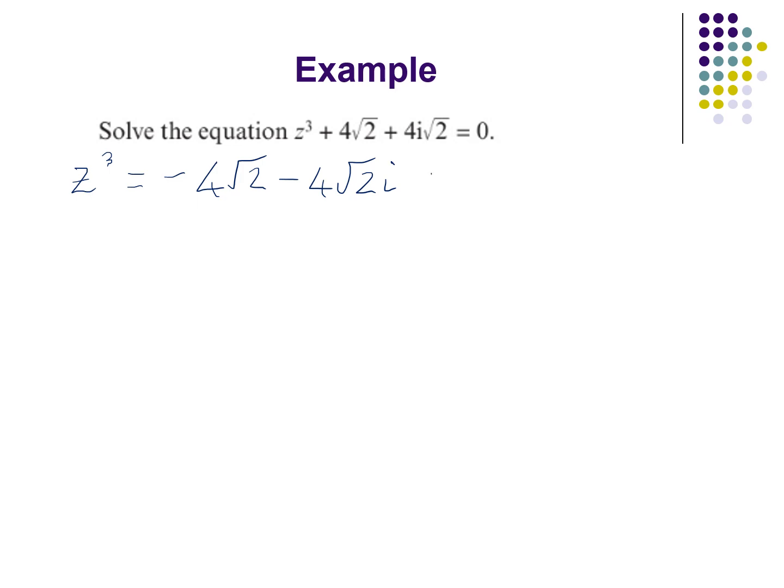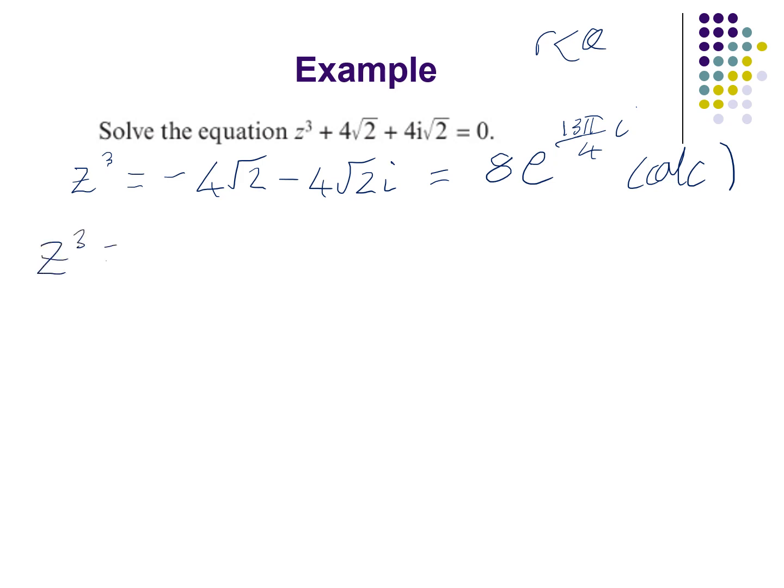Now remember, the first step we want to do is convert it into exponential form. So use your calculator, type in minus 4 root 2 minus 4 root 2i, and do the r theta button, and you'll get 8e to the 13 pi by 4i. Okay, use your calculator. You're allowed to. Okay, we need 3 answers because it's a cube root. So here's my first one, 8e to the 13 pi by 4i.